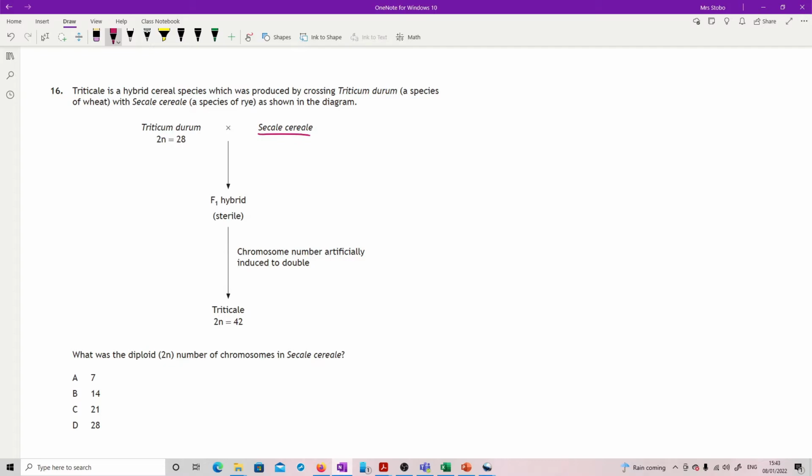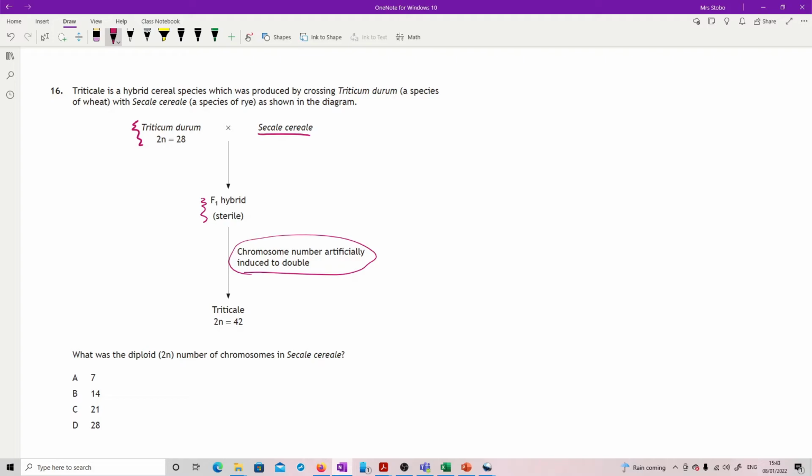Okay, we're looking for the diploid number of this crop plant at the top. What you're told is that you started off with this one here, and this produced an F1 sterile hybrid, and then we artificially induced it to double. The reason it's not considered part of the course content anymore is because the term polyploidy is no longer part of the course content, and that's the doubling.